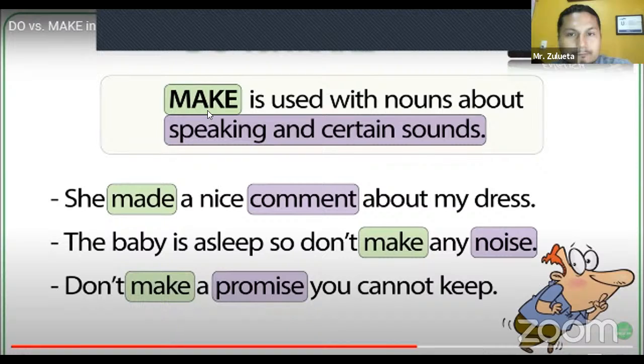We can use the verb make with nouns about speaking and certain sounds. For example, she made a nice comment. Hacer un comentario lindo, utilizamos el verbo make. Number 2, the baby is asleep, so he's sleeping. So don't make any noise. Make noise, correct. Do noise, incorrect. You make noise from the beginning, okay? So there is a process in the beginning in which you create it. So that's why we use the verb make.